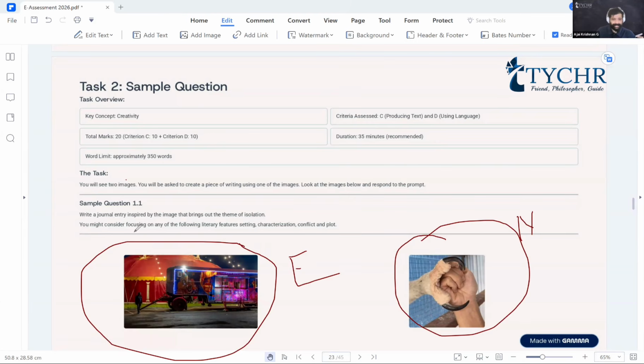And two things to keep in mind: there is always a prompt, so there's a prompt given there, and there's a picture. So whatever you write should have a connection with both the prompt and the picture of your choice. So what is the prompt here?